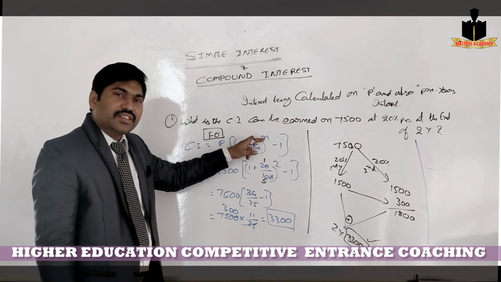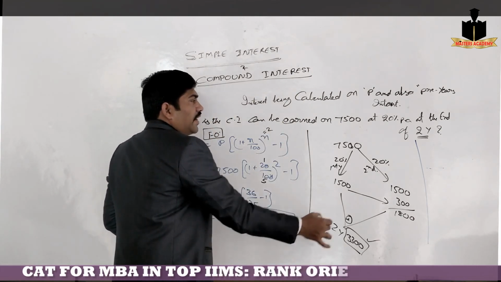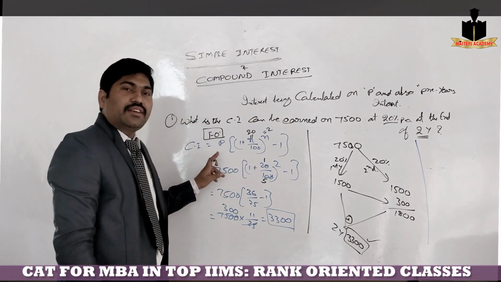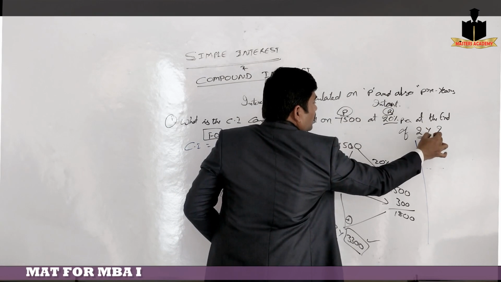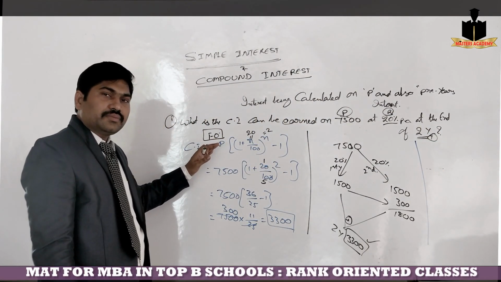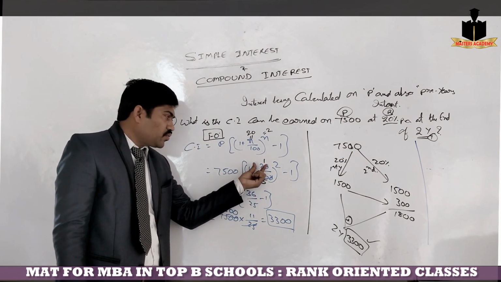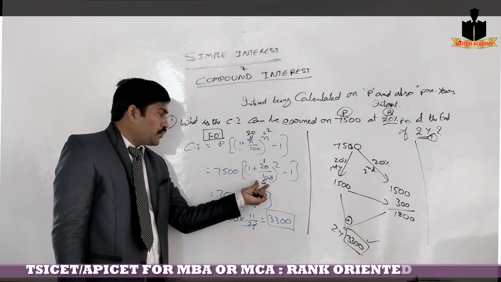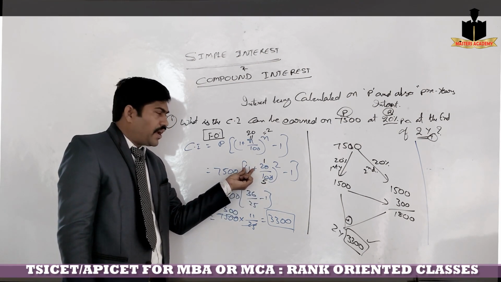Here, the n value is 2 years, so n equals 2. Rate of interest is 20, so r equals 20. And the P value here is 7500. This is the rate of interest, this is the time period, and we just substitute the values. 7500 into (1 + 20/100). 20 by 100, how many times? 20 goes 5 times, so 1/5. 1 plus 1/5: 5 times 1 is 5, 5 plus 1 is 6.